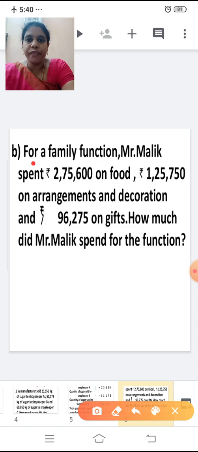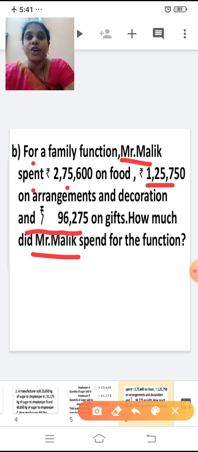Next word problem. For a family function, Mr. Malik spent, how much money is spending? Rupees 2,75,600 on food. Mr. Malik, he is having one family function. How much money is spent on food? 2,75,600 and 1,25,750 on arrangements and decoration, and 96,275 on gifts. How much did Mr. Malik spend for the function?